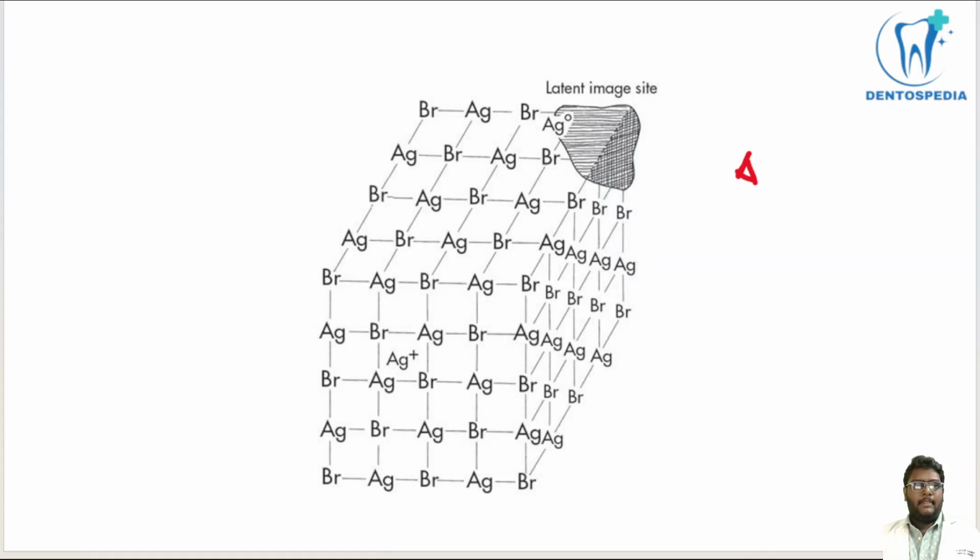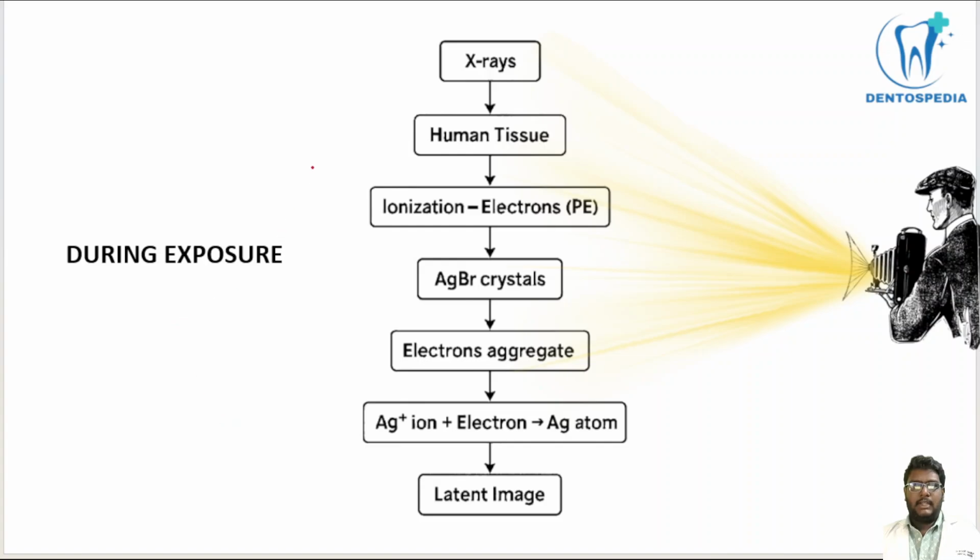And wherever the radiolucent area is present, it means the X-rays are not exposed. They did not touch the film in those areas. So wherever the X-rays touch the film, it is represented by blackness. And why is it black? It is mainly because of the presence of silver atoms. So this is the whole process which occurs in a fraction of a second.